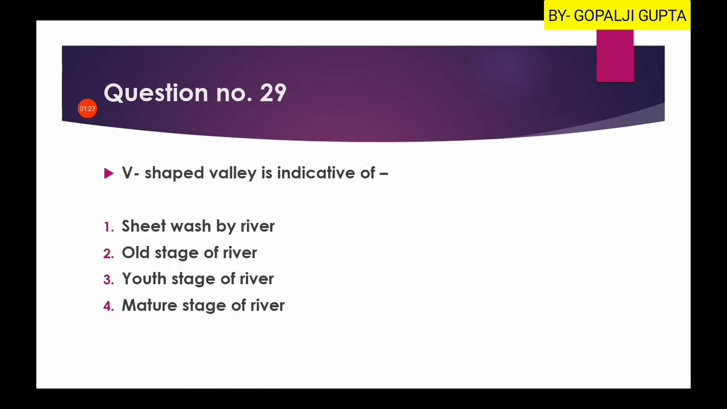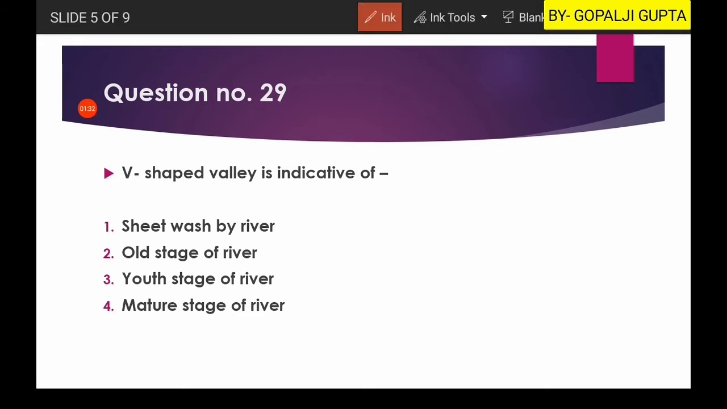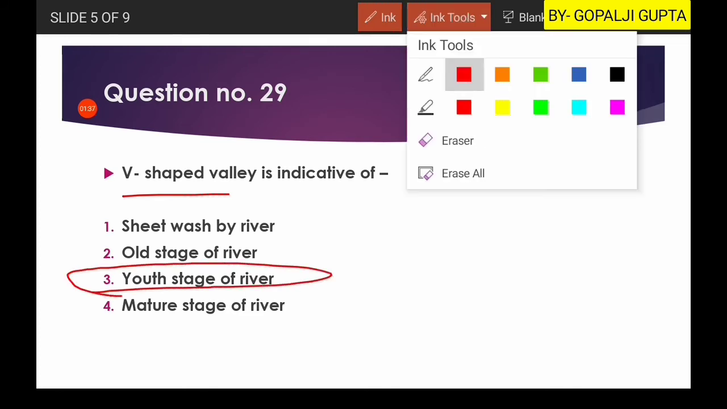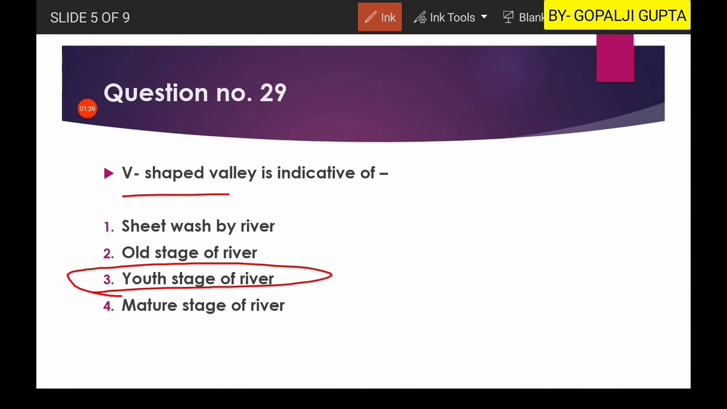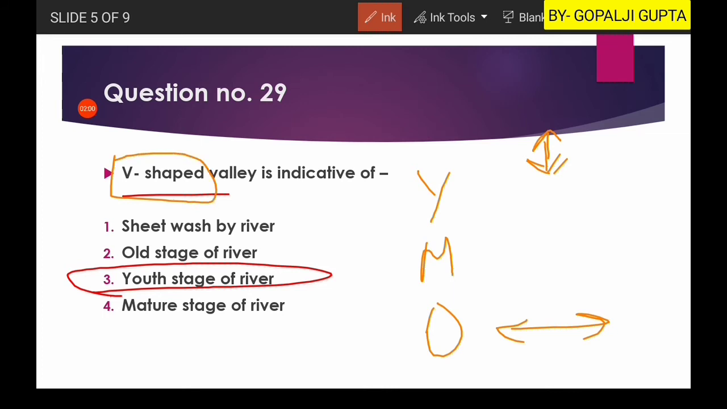Now next question is, V-shaped valley is indicative of. V-shaped valley is indicative of the youth stage of river, all of you know very well. As the stage of river increases from youth to matured and finally the old stage, first we have valley deepening, then as we move towards the old stage we will have valley widening. The deeper the valley, the shape is something like V.